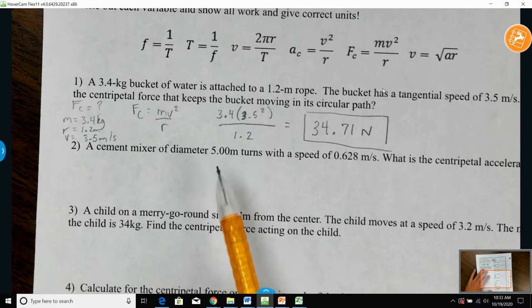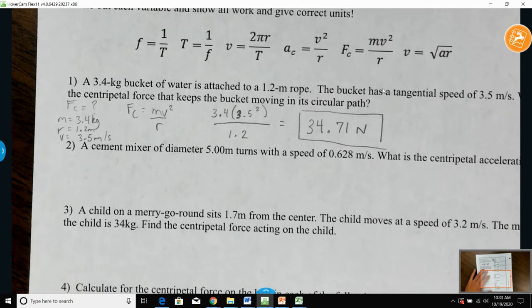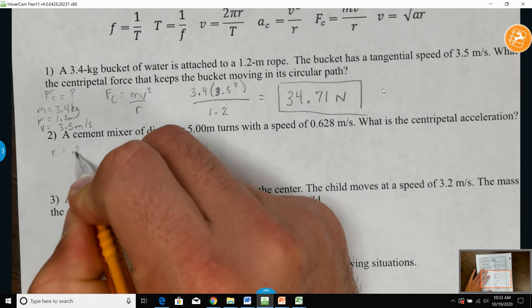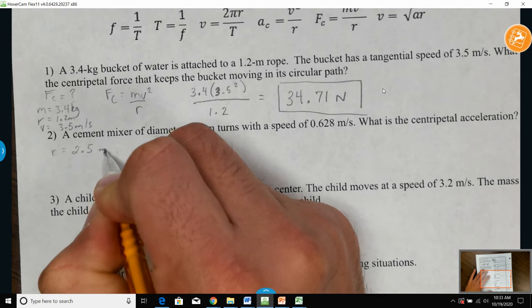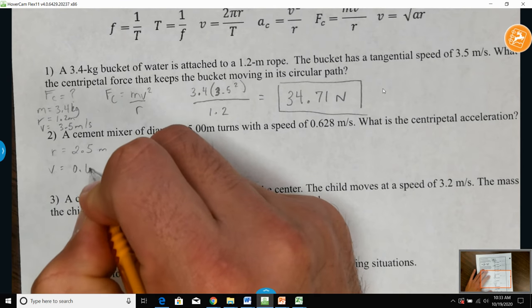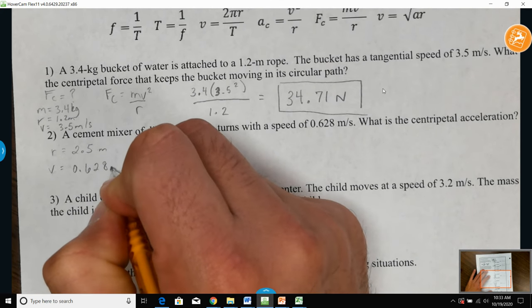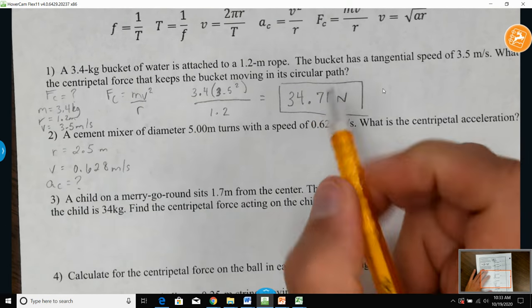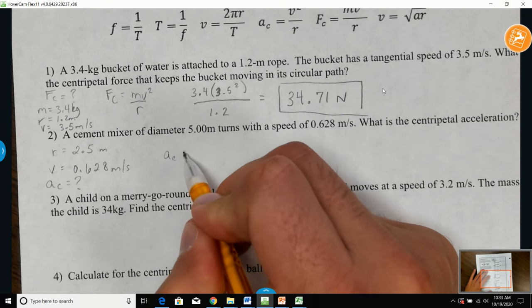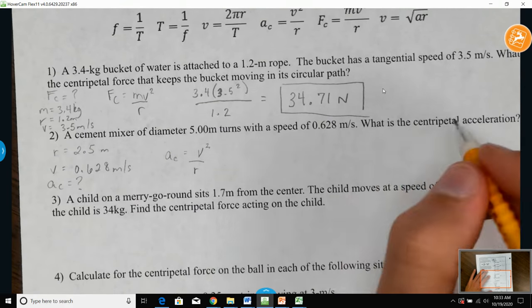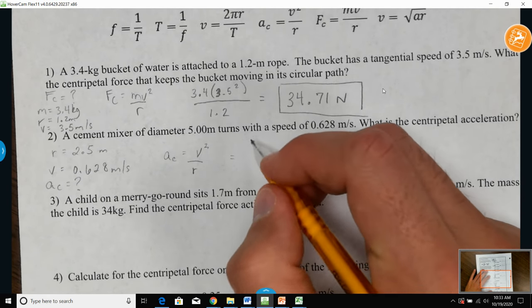And in this one, they give you the diameter, so you have to make sure that you use the radius of 2.5. Got to make sure that is cut in half. You're looking for centripetal acceleration. So the radius is 2.5 meters. The tangential velocity is 0.628 meters per second. They want centripetal acceleration, that's your question mark. Find it up here. a sub c is v squared over r.